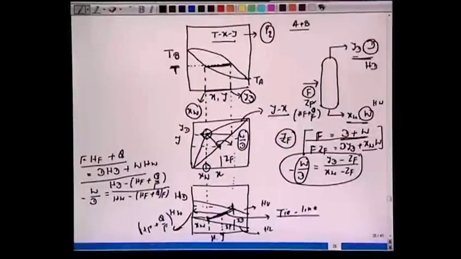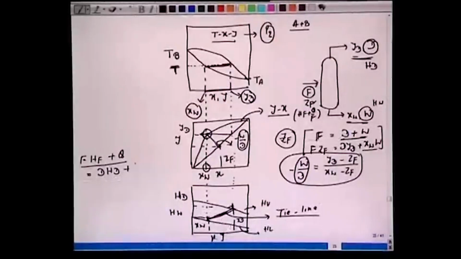The very fact that we are separating F into D plus W is as good as mixing D plus W to obtain F adiabatically. So if we know this coordinate here and we know the coordinate here, draw this as a tie line, mark this ZF on it, the enthalpy coordinate has to be the enthalpy of this entering fluid, which is HF plus Q by F. And here also the slope of this line will be minus W by D, that also comes from this geometry. We will redraw this HXY diagram again.